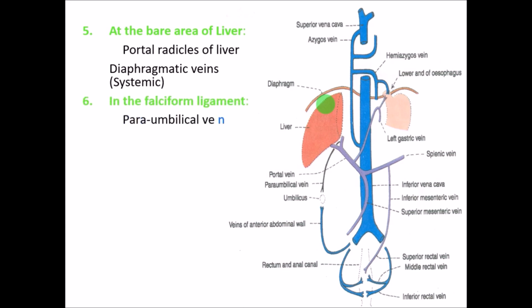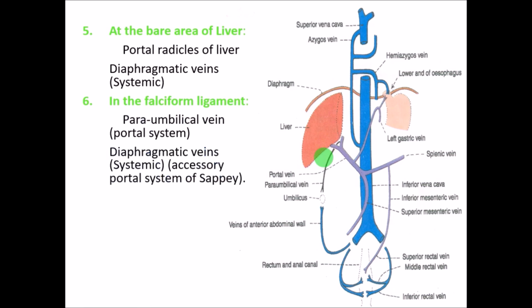In the falciform ligament, which is a ligament of the liver, the paraumbilical veins, which are coming from the portal system, will try to communicate with the diaphragmatic veins again. Okay, diaphragmatic veins in the front. So here, at the bare area on the top, and now in the front there will be diaphragmatic veins also, which will be coming from the systemic vein, accessory portal system of Sappey.